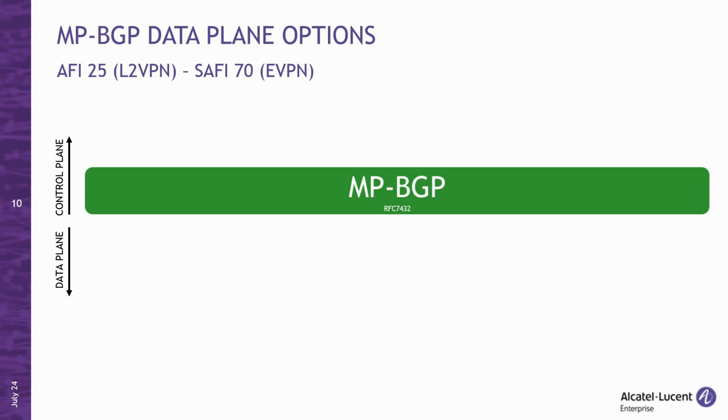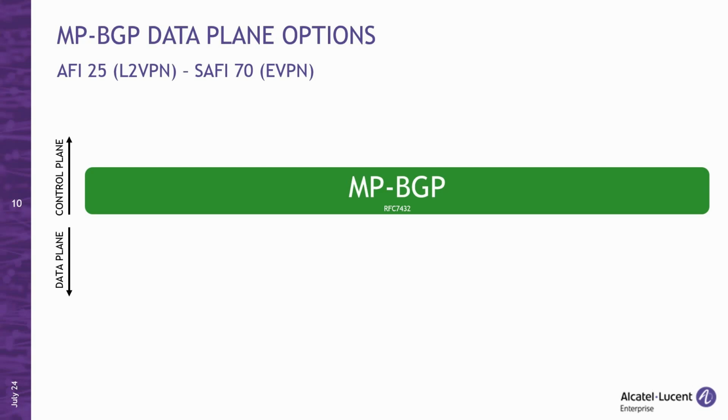The EVPN NLRI is carried in BGP using BGP multi-protocol extensions with an AFI, or address family, of 25, which is for L2 VPN, and a SAFI, or subsequent address family identifier, of 70, which is for EVPN. The main objective of EVPN is to build ELAN services similar to other VPN technologies while supporting MAC learning within the control plane, which is distributed by MP-BGP. MP-BGP EVPN can be used with multiple data plane option technologies such as VxLAN, MPLS, PBB, and more.